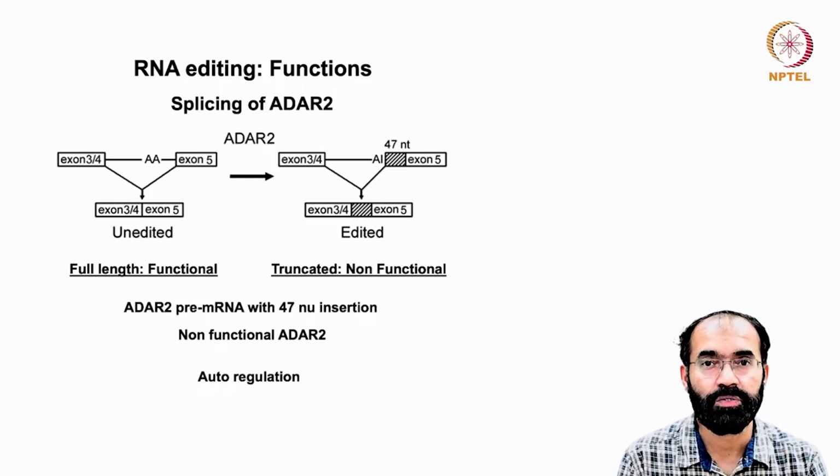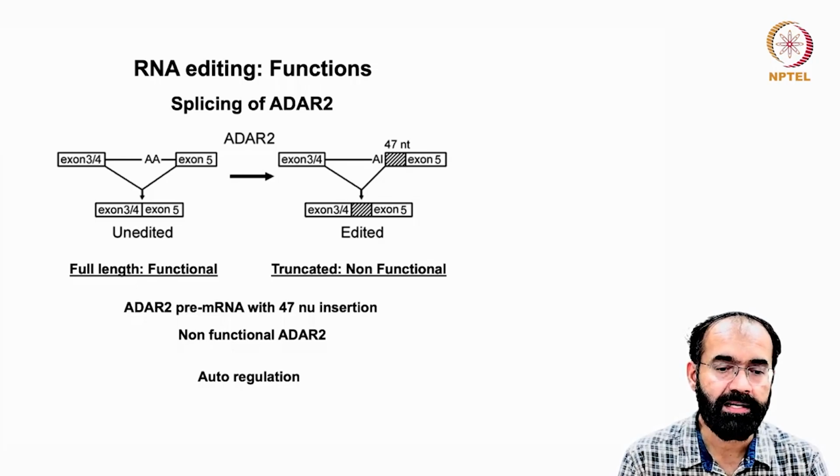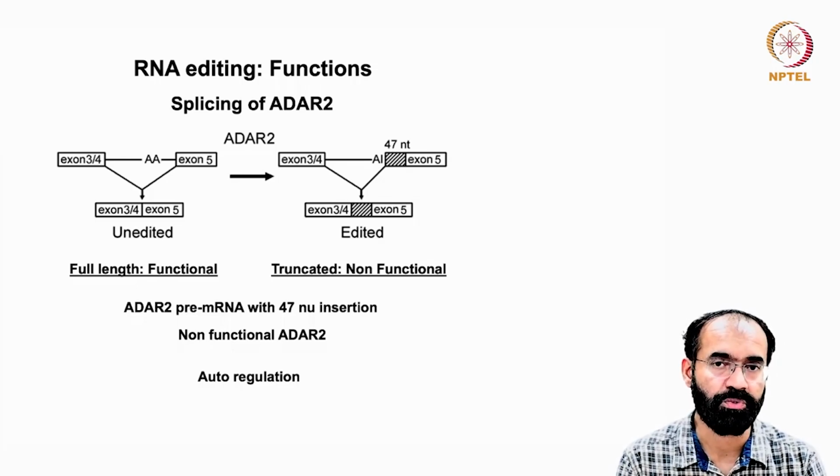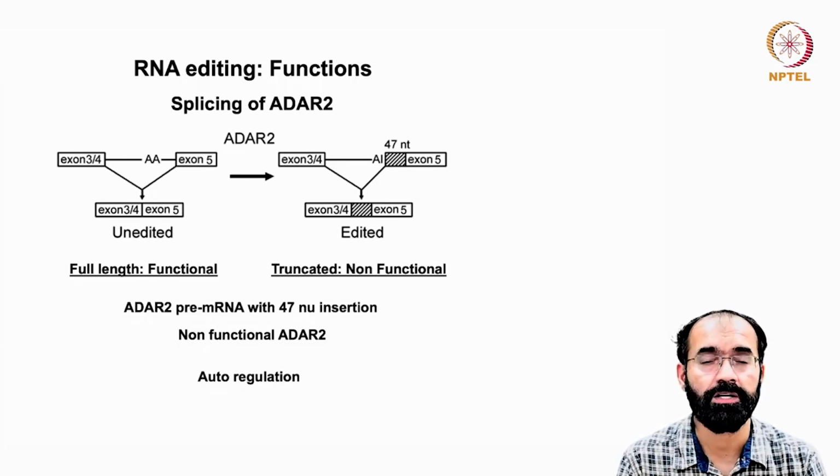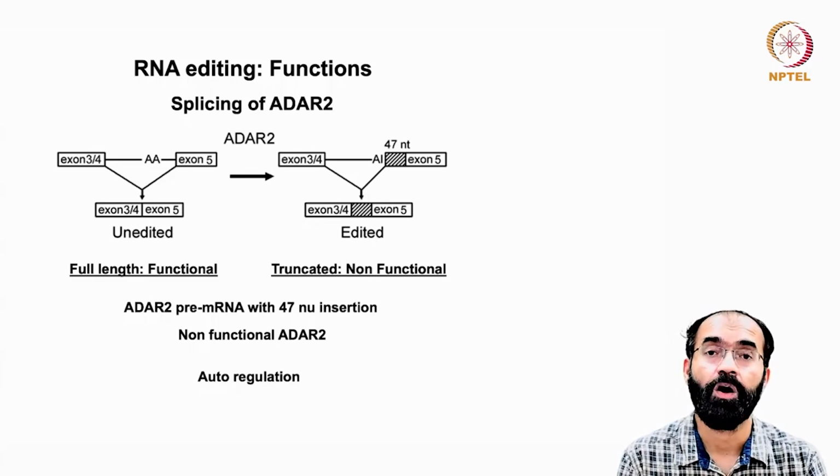So this also can be seen as an autoregulation. That means ADAR2 adequate level is there, it will do the job what it is supposed to do, that is AMPA receptor editing, etc. If ADAR2 more is there, how will you control it? Someone has to control the splicing of the ADAR2 itself. How you control it?